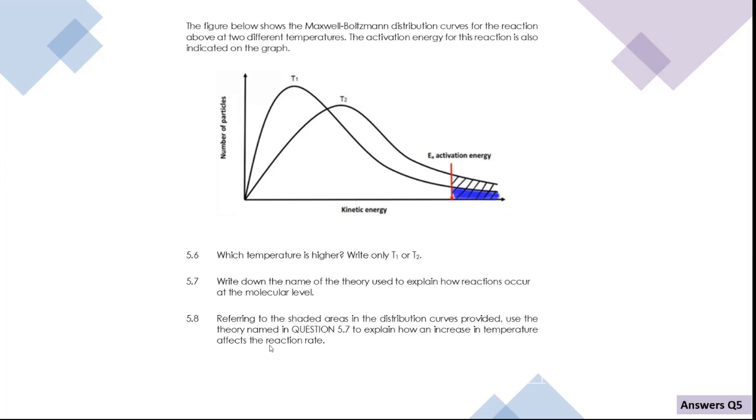Now, question 5.8, referring to the shaded areas in the distribution curves provided, use the collision theory to explain how an increase in temperature affects the reaction rate. Now, I'm going to summarize points for you. Here is how we do that. Very, very easy. I'm just going across to my visualizer now. Can you see my paper, Mrs. de Villiers? Yes, we can, sir.